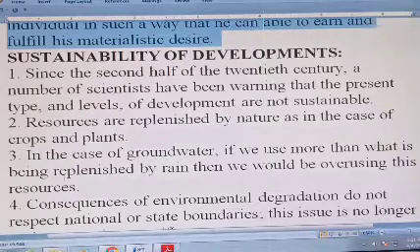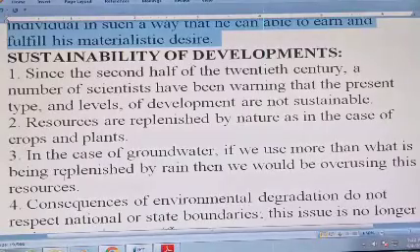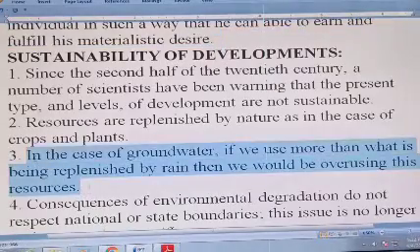Resources are replenished by nature, as in the case of crops and plants. But we are using the resources in an indiscriminate manner. Nature takes time to replenish or get renewed. It takes a lot of time, but human beings are using those resources indiscriminately. Soon we will be in danger. In the case of groundwater, if we use more than what is being replenished by rain, then we would be overusing these resources. It means that whatever the process of replenishment is, if suppose 1% or 10% of water is being replenished, but we are using 50% of water, so we are going in a decreasing manner, we are going into trouble. So we have to use the resources in a careful manner.